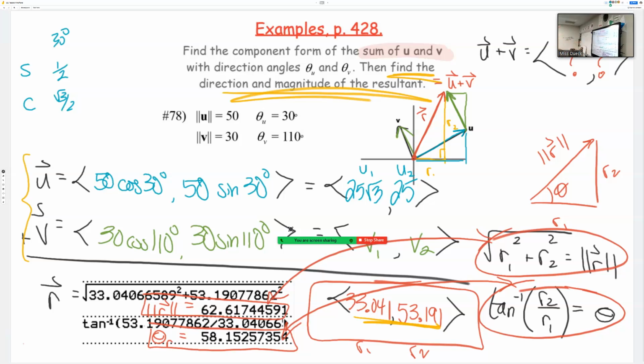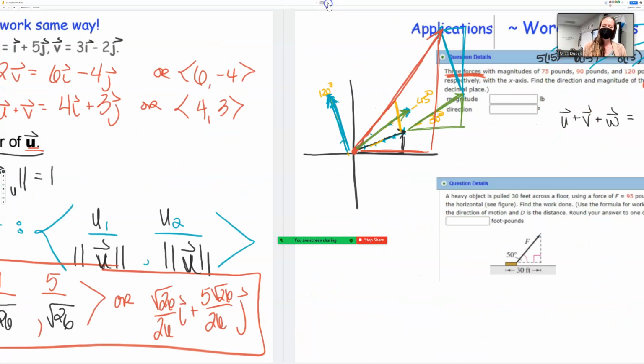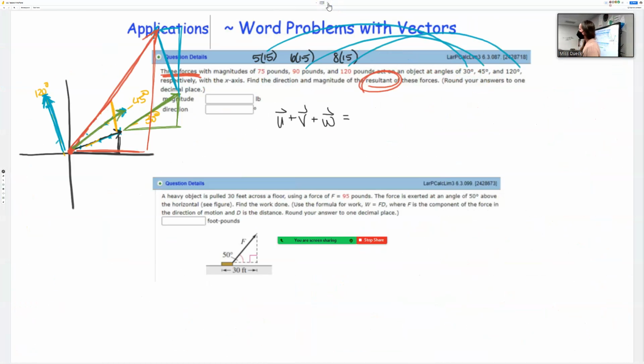So magnitude cosine angle, magnitude sine angle. It's me breaking it down into its pieces so I don't have to worry about the crazy oblique triangle or quadrilateral or anything else formed by forces. I'm just going to break it down into its pieces and add them all up. Positives with positives, negatives with negatives. And if I have 3 or 4 or 10 or 20, I can deal with really complicated vector diagrams by breaking it down.